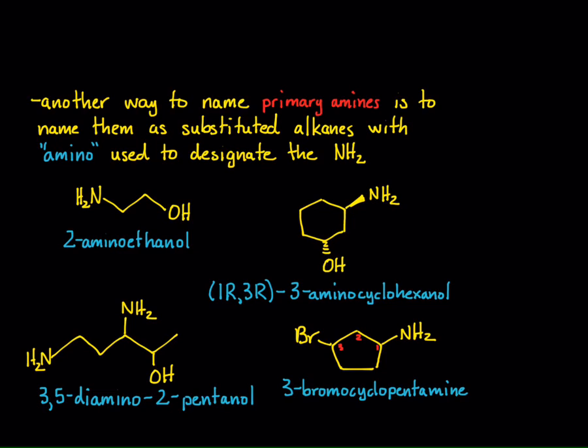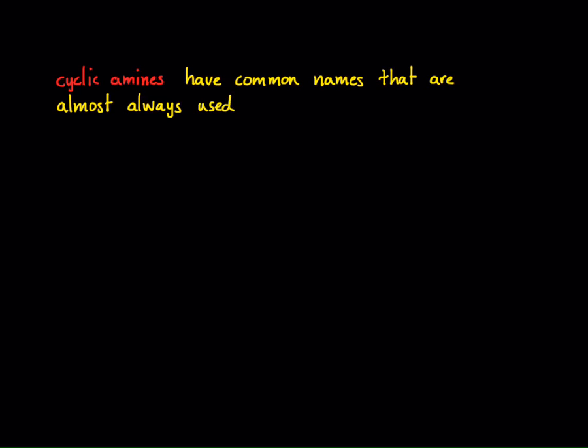Now, cyclic amines have common names that are almost always used, and this is probably a big sticking point for a lot of students, because you see all these nitrogen-containing rings and they have very strange names. But I'd like you to get to know these names because they're going to pop up from time to time. So the first one, the smallest cyclic amine, is a 3-membered ring with nitrogen on it, and the way that you name this is called aziridine.